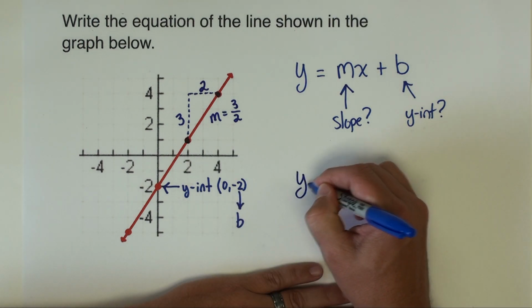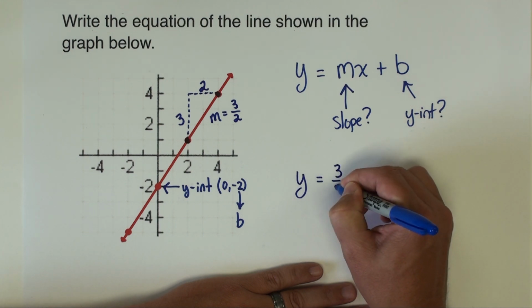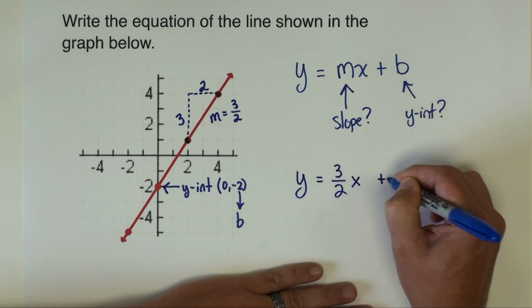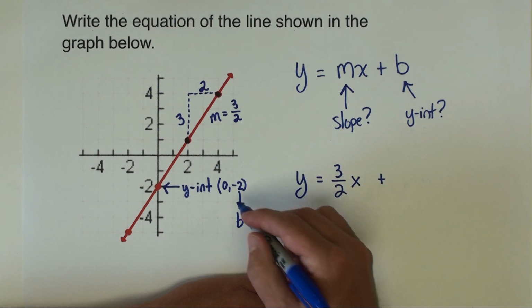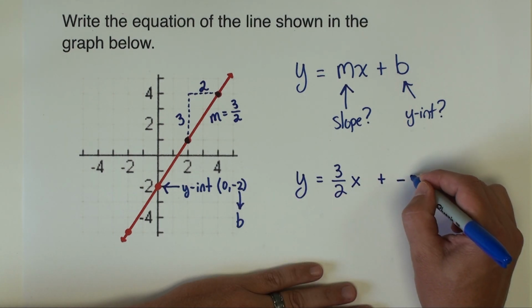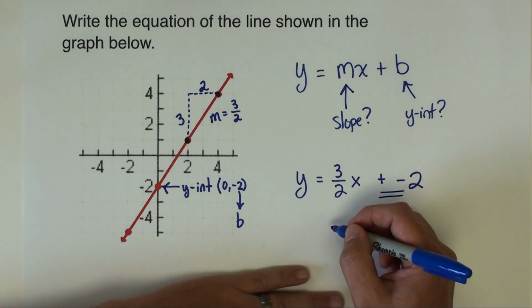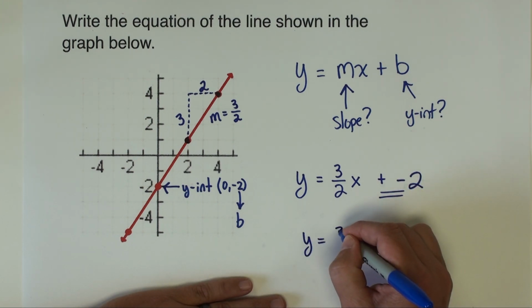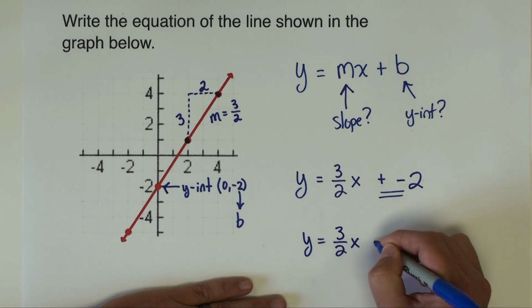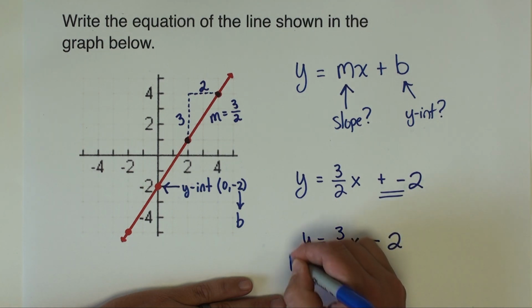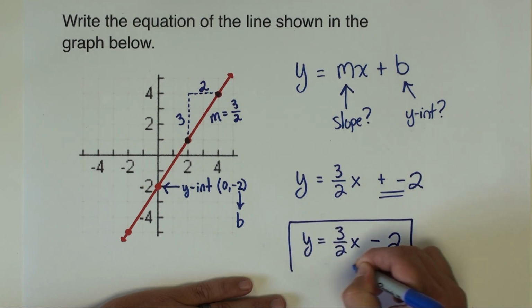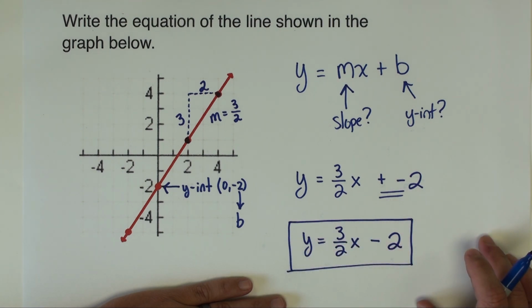I can just now plug them in. y equals 3/2 x plus, and the b value is actually negative, so I'm going to rewrite this. Instead of writing plus -2, I'm going to write y equals 3/2 x and just -2. All right, so there's the equation of that line.